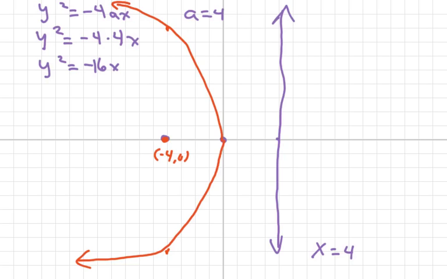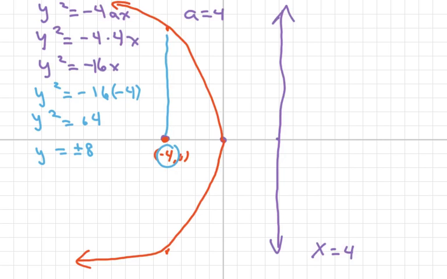Or you could just plug in, again, your negative 4 into your equation. That's going to give you y squared equals 64. You square root both sides, you get y equals plus or minus 8. We went up 8, and we went down 8. And the total length of the latus rectum is 16.